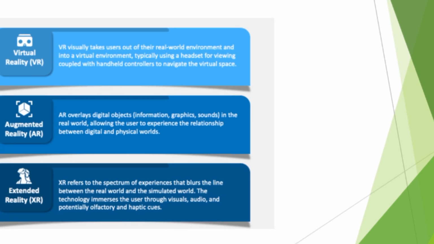But in the case of augmented reality, AR overlays digital objects, that is information, graphics, and sound, in the real world, allowing the user to experience the relationship between the digital and physical world. In the case of extended reality, it refers to the spectrum of experiences that blurs the line between the real world and the simulated world. The technology immerses the user through visuals, audio, and potentially olfactory and haptic cues.